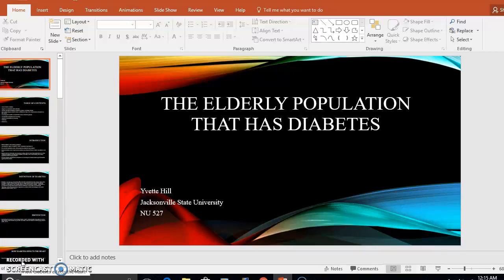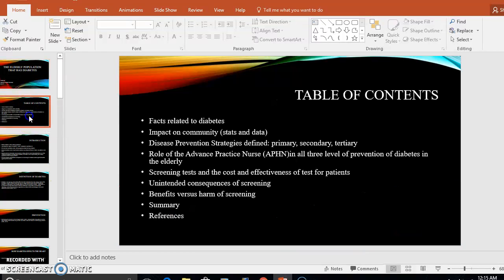Today I will be talking about the elderly population that has diabetes. Facts related to diabetes, impact on the community, disease prevention, role of the advanced practice nurse, screening tests, benefits versus harm of the screen.